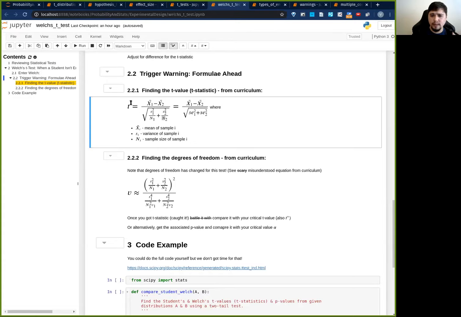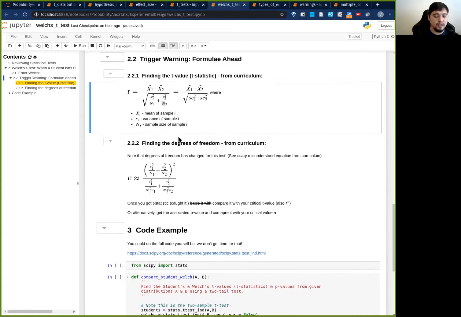Okay, does that make sense to people? Like what's going on here, why it's adjusted, or how it's adjusted? Cool. Okay, I see mostly nods.